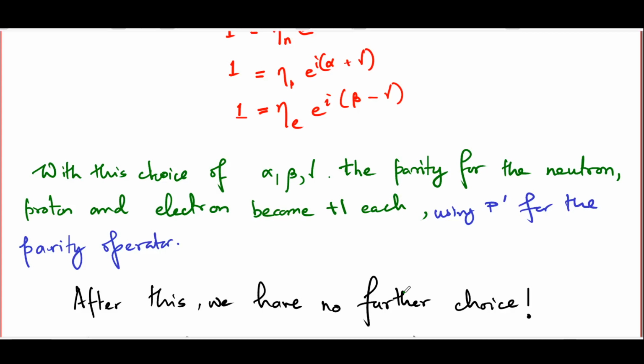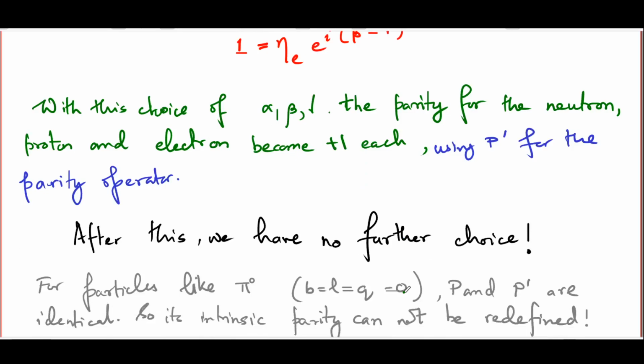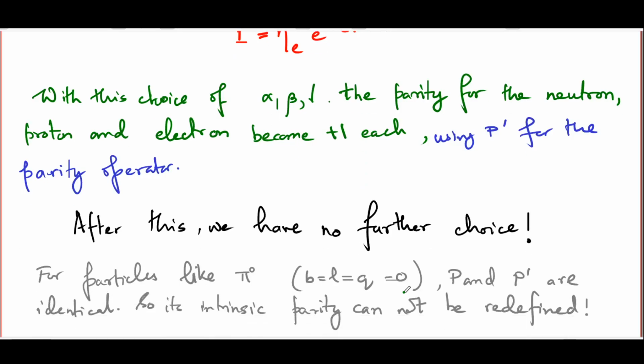Let me point out that for particles like pi 0, which had B, L and Q all 0, P and P prime were identical anyway. So the intrinsic parity of particles like pi 0 cannot be redefined in this manner. You have to live with whatever you have.